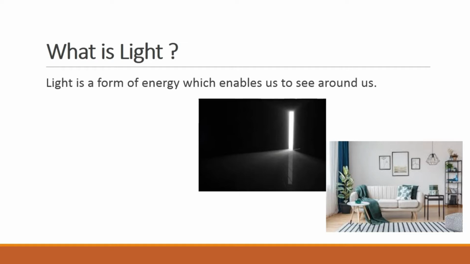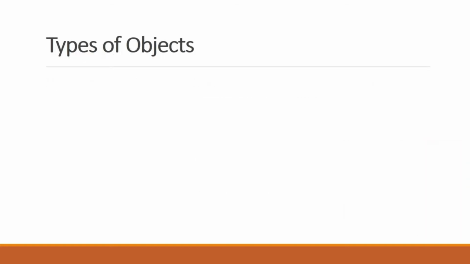There are so many phenomena associated with light, like twinkling of a star and formation of a rainbow. These phenomena are all because of what? Light. Now the thing is, how are you able to see different objects because of light? So first of all, we will study the different types of objects. There are two different types of objects. One is luminous and the second is non-luminous.